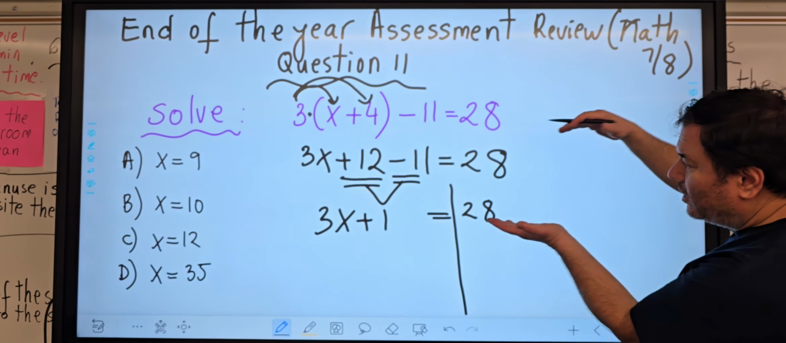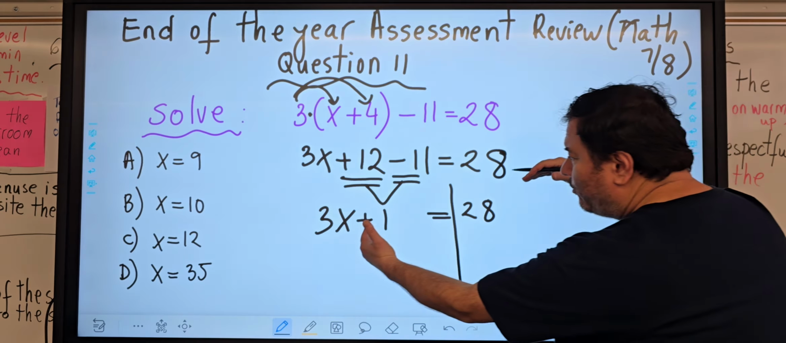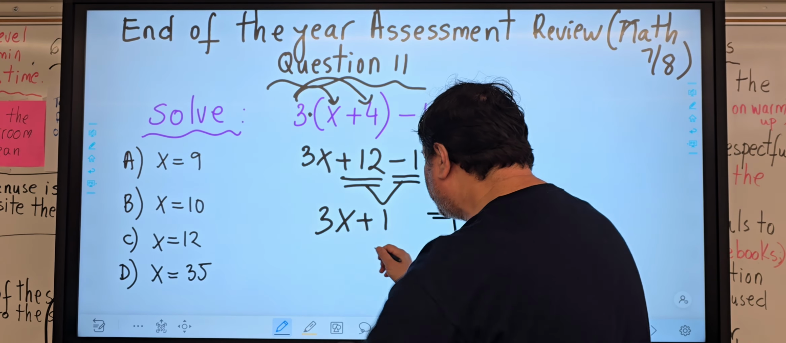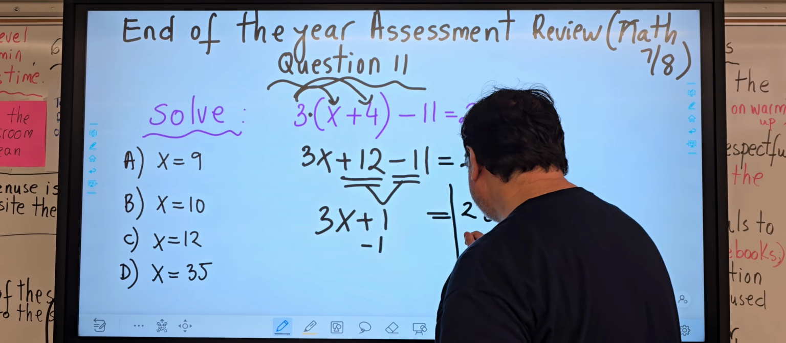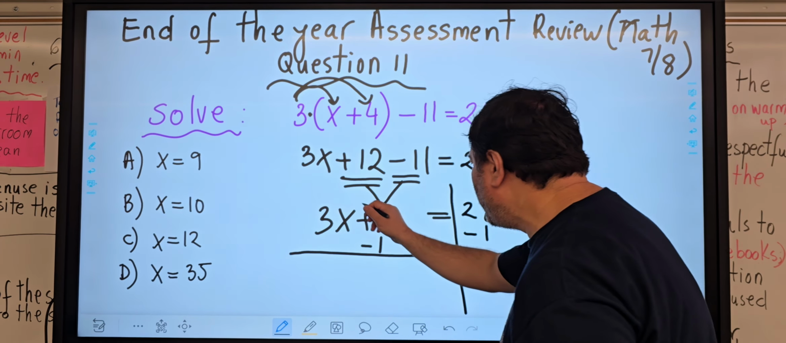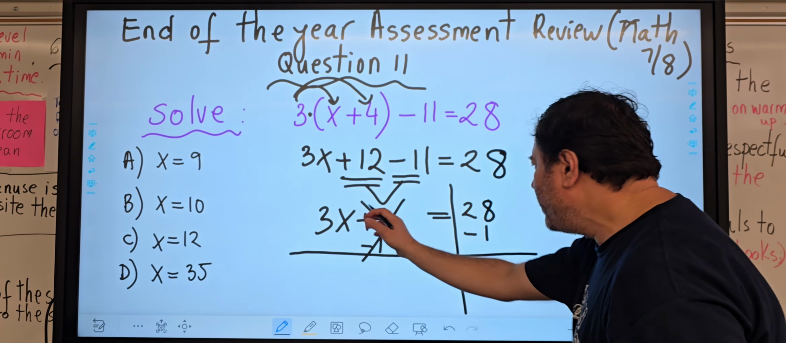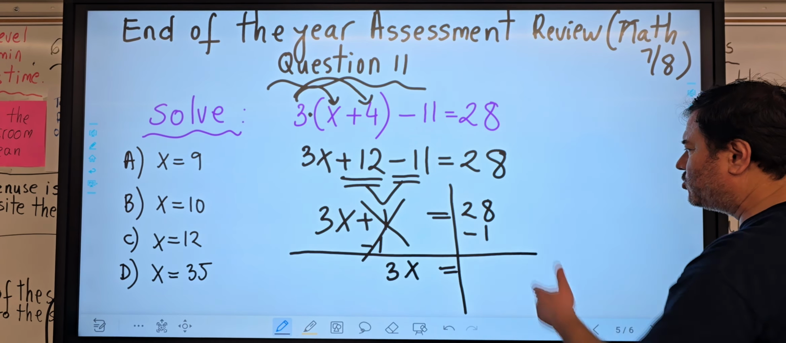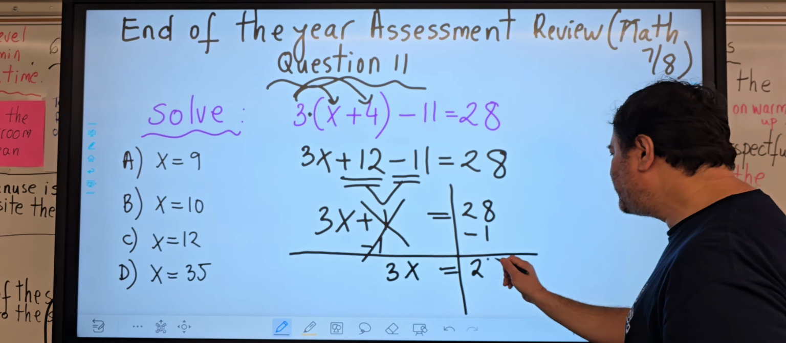Now we just have a two-step equation. And now we have to subtract 1 from both sides in order for us to get the x by itself eventually. So minus 1, minus 1. 1 and negative 1 cancels out. So we are left with 3x equals 28 minus 1, which becomes 27.